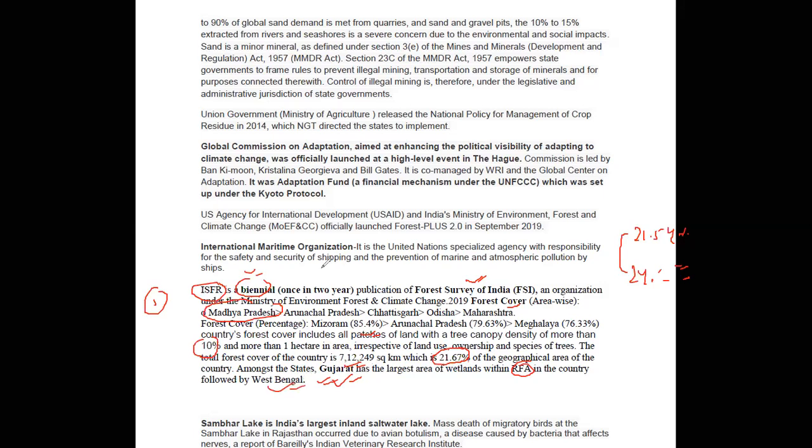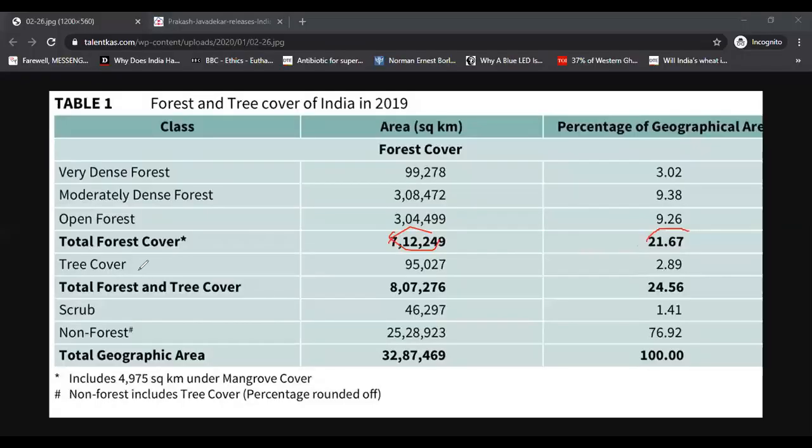Now let's see certain more facts associated with it, and why there is a difference between 21 and 24%. What else are we including in the 24% scenario? Hope you can see this now. Here, total forest cover is 21.67%, which we have just talked about. Then they talk about tree cover. Tree cover is 95,000 square kilometers, which adds 2.89. When they add these two, the total forest and tree cover is 24.56.